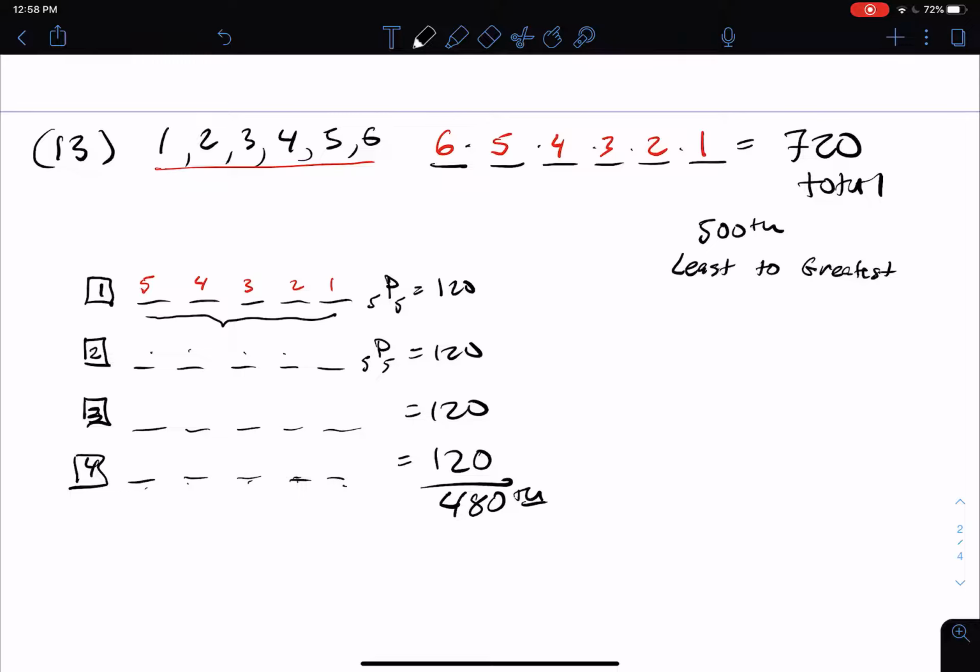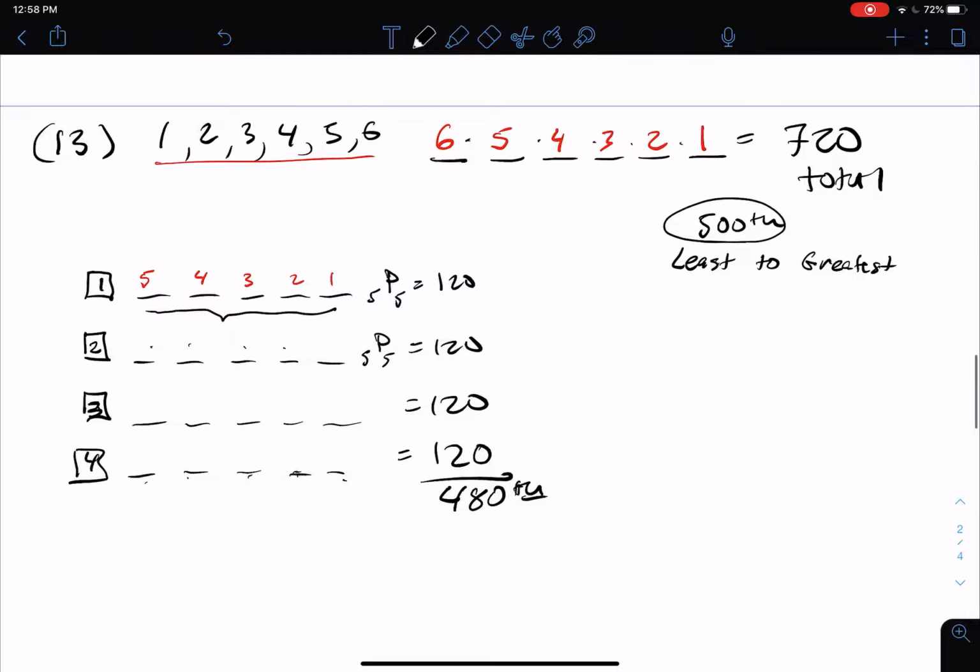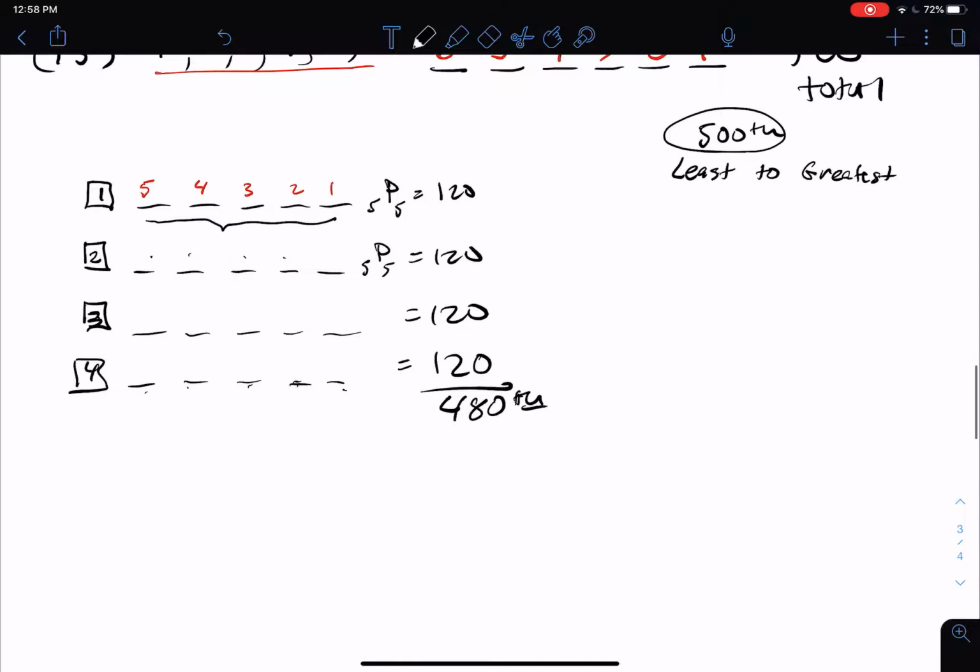So I'm at the 480th, and I want to get to the 500th, going from least to greatest. I'm definitely going from least to greatest, starting from 1. I'm going to need how many more? I need 20 more.